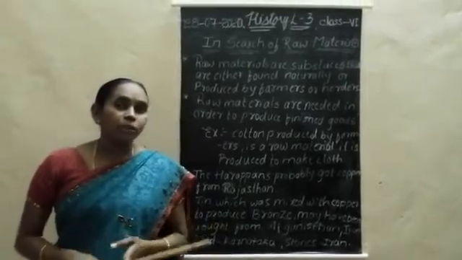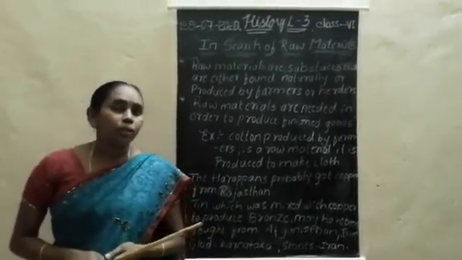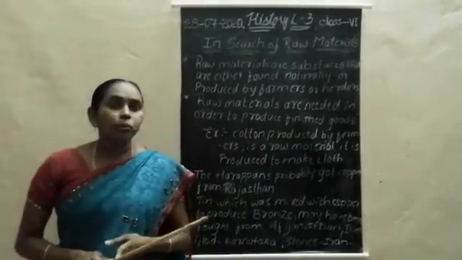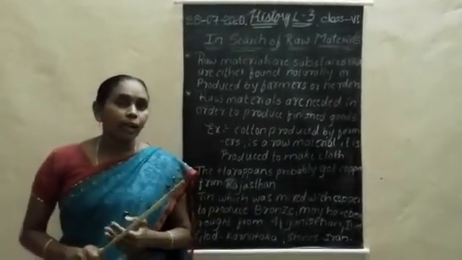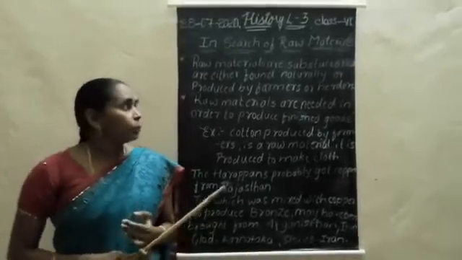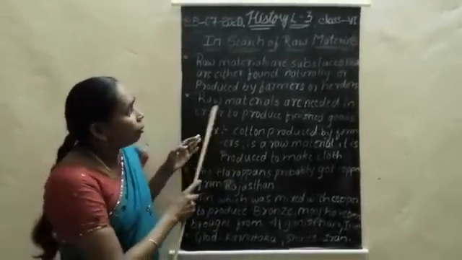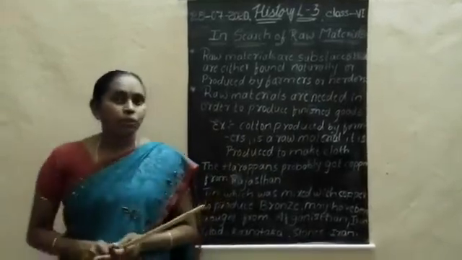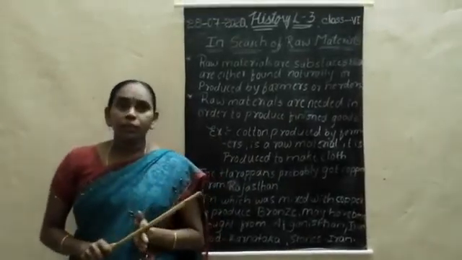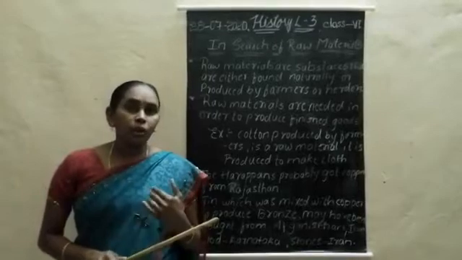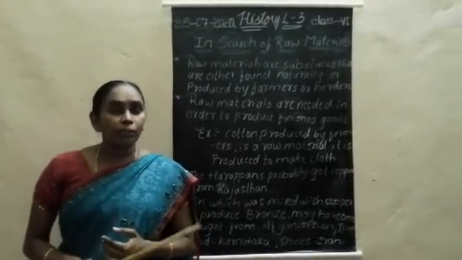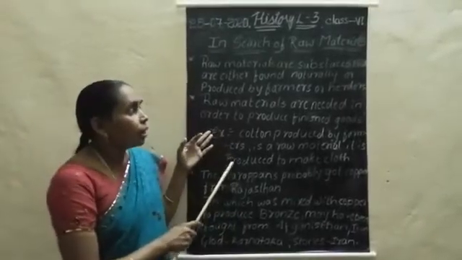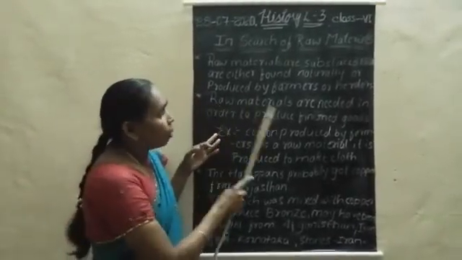Farmers are the people who grow crops. Herders are the people who rear animals, different kinds of animals. Raw materials are needed in order to produce finished goods. In the previous class I told you they made gold ornaments, silver ornaments and weapons. How did they make them? By using raw materials.